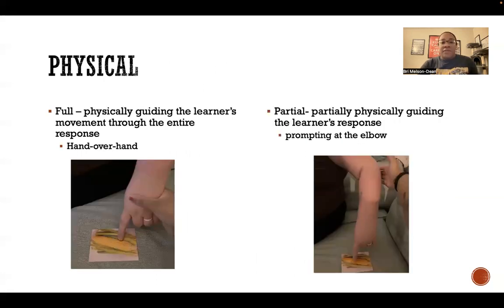With physical prompts, I have a few examples here. There are full physical prompts, which is guiding the learner's movement through the entire response. So in this picture, let's say my SD is touch corn, and I might hand over hand the learner to touch the picture of corn. And in the next example, there's partial physical prompting, which is partially guiding the learner's response. This can look like prompting them at the elbow, maybe sometimes tapping their hand to cue their movement to make the response.